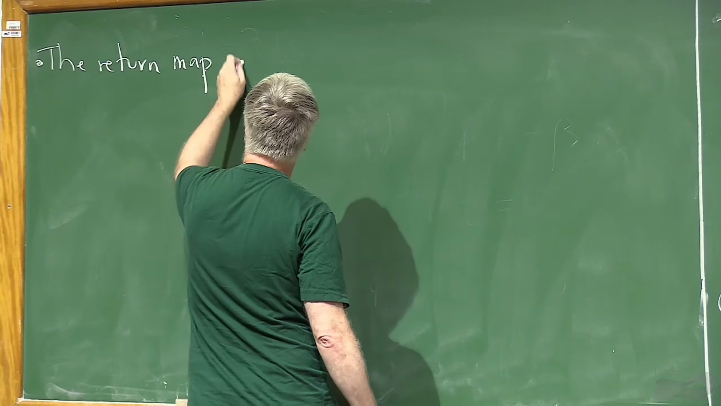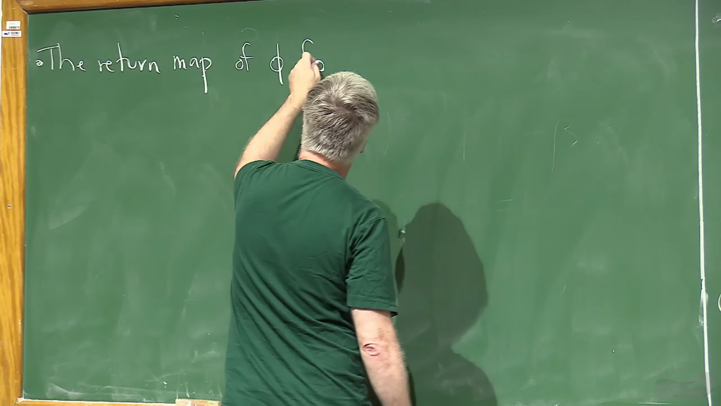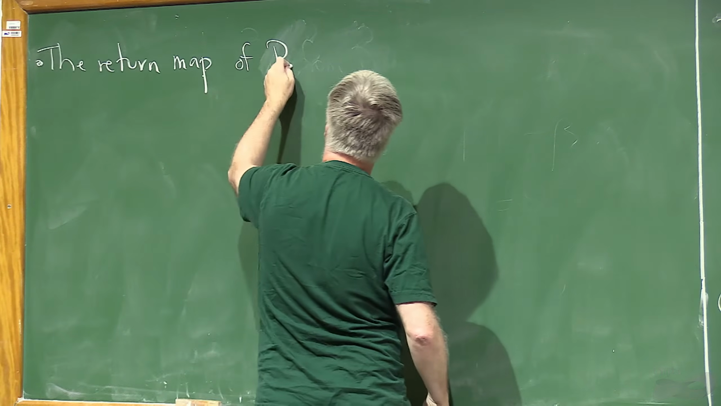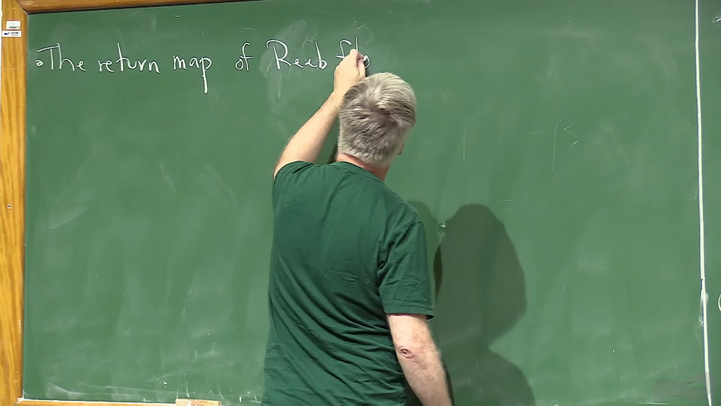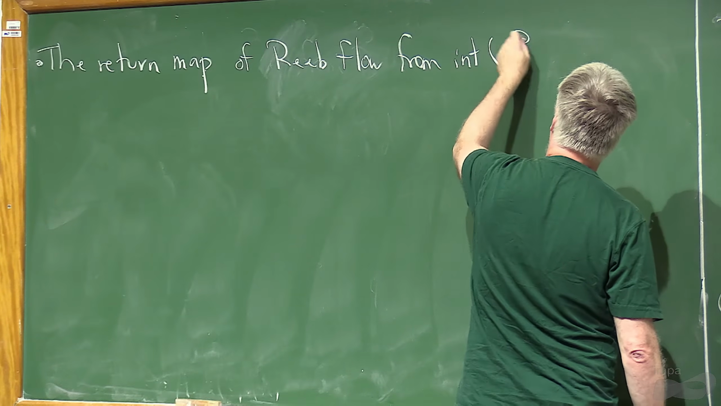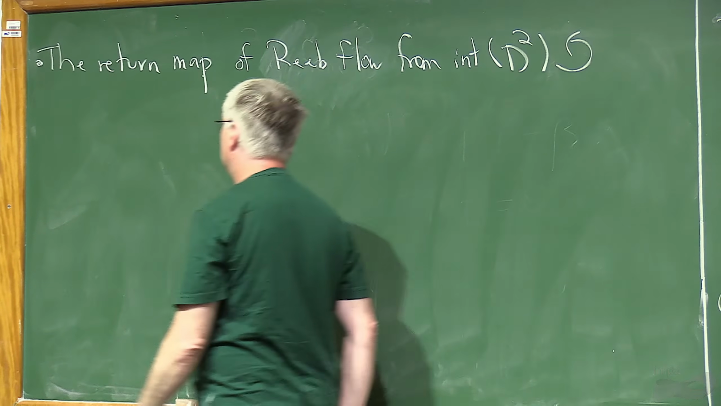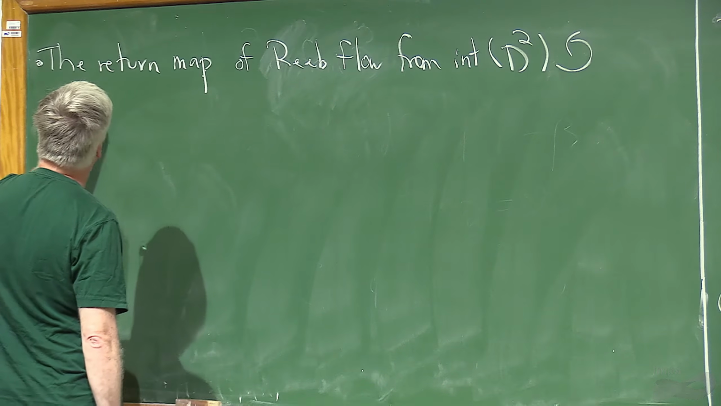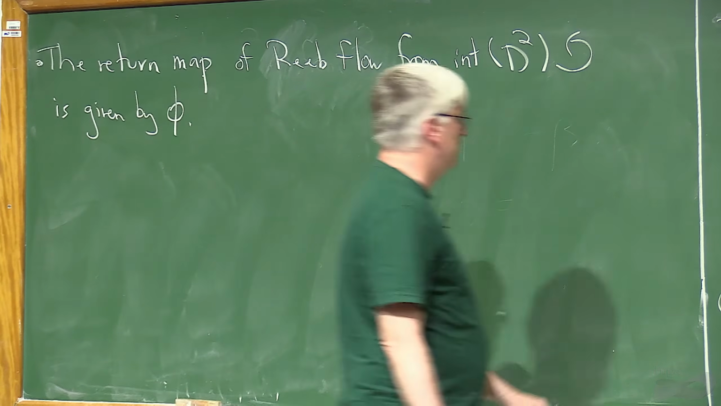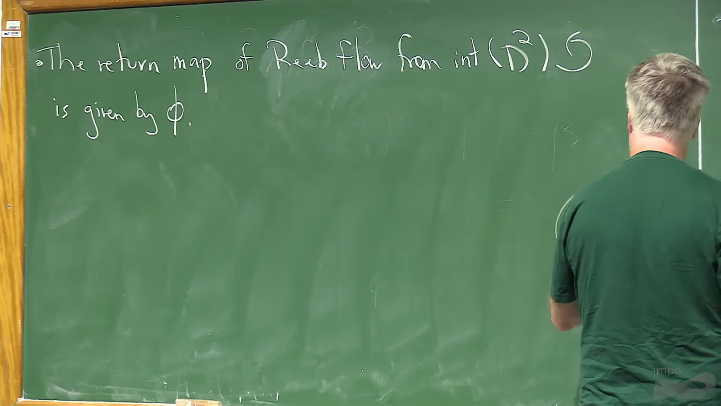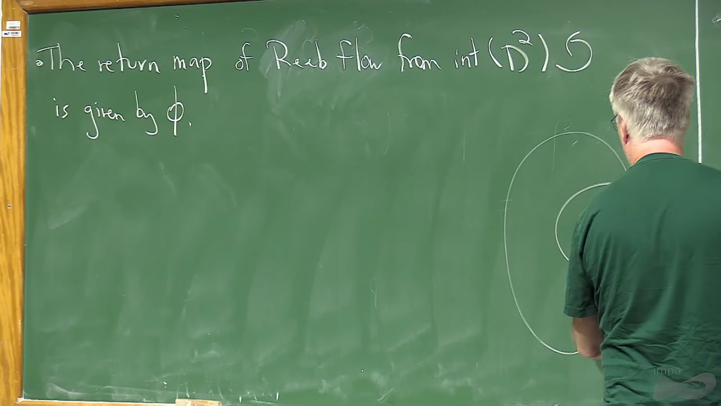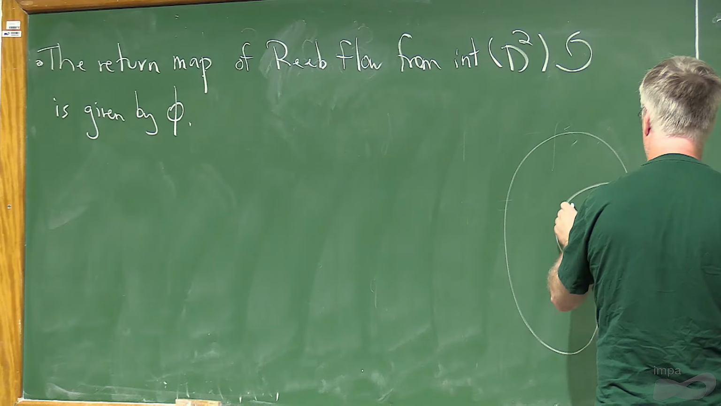Okay, the return map of the Reeb flow from the interior of the disk to itself is given by phi. So you have your disk, start at some point x, you follow the Reeb flow, then you come back, hitting the disk at the point phi of x.